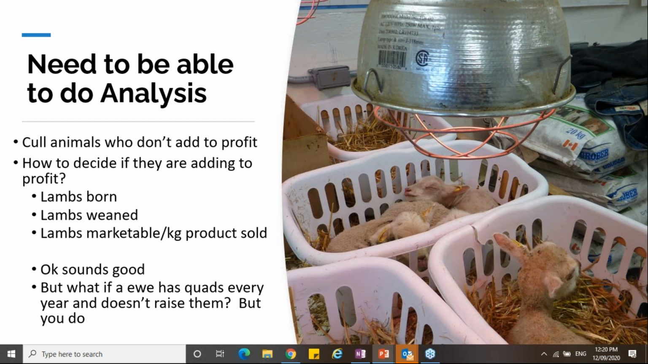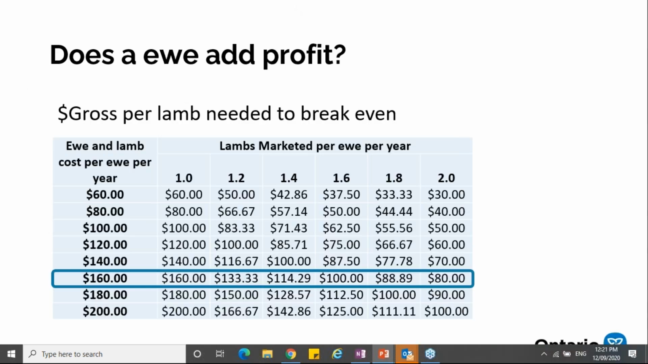That sounds pretty good, but what if a ewe has quads every year and doesn't raise them, but you do? Depending on your situation and your operation, you might keep that ewe, but you really don't want to keep replacement lambs from her. Everybody's answer is going to be slightly different. To really answer the question, does a ewe add profit, you need to know your costs per ewe and how many lambs she produces that are marketed per year. This number is going to be very specific to your operation.